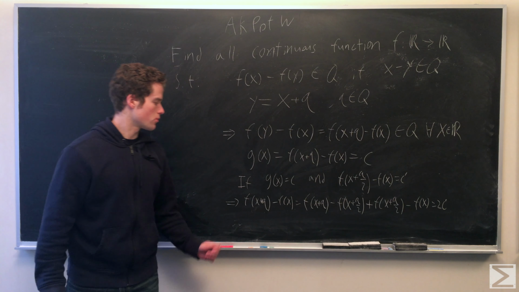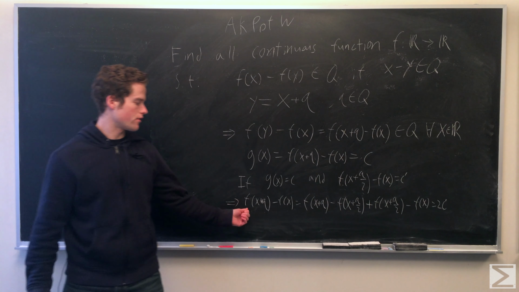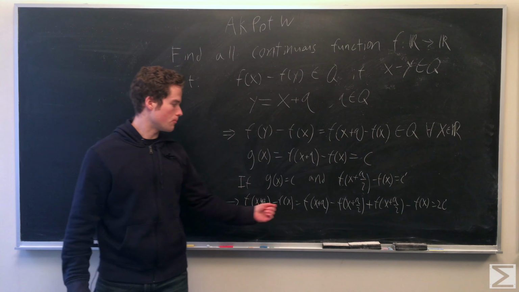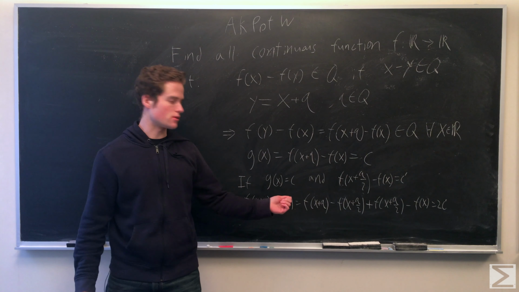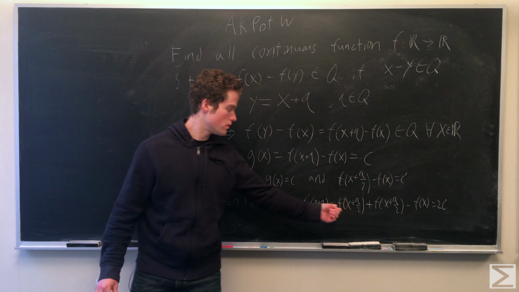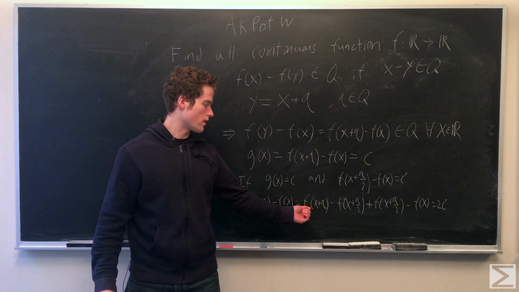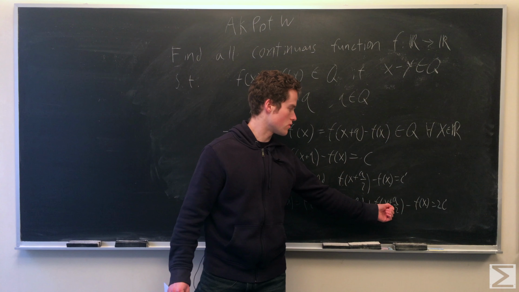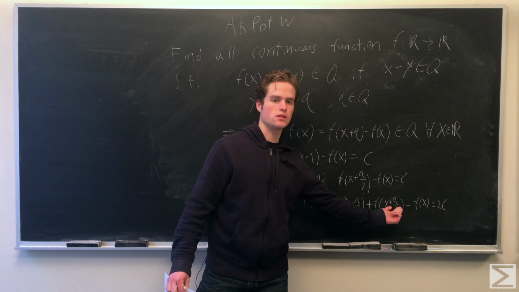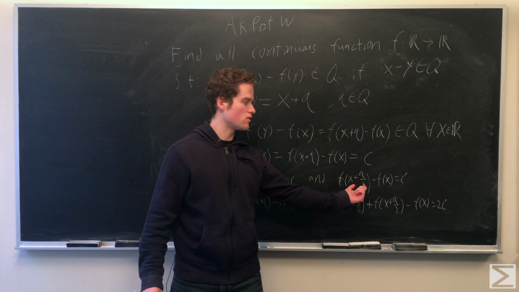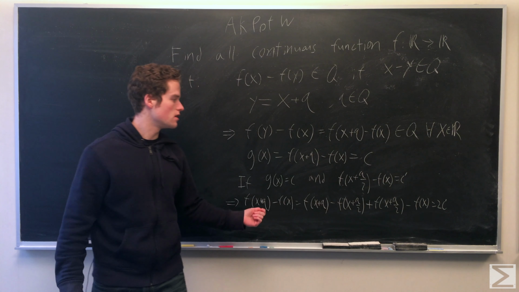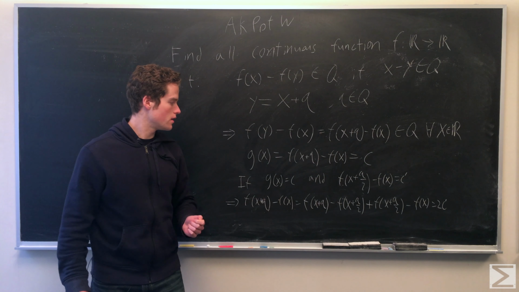So one other important thing to note: if we say f of x plus q minus f of x is some constant c, this is equal to, we can add and subtract f of x plus q over 2. So note f of x plus q minus f of x plus q over 2, or f of x plus q over 2 minus f of x, that's also a constant function. Defining that to be c prime, we note this sum is just 2c prime, or c equals 2c prime.